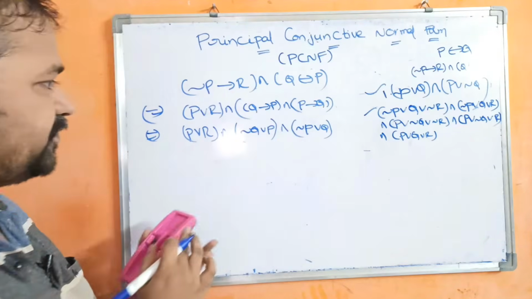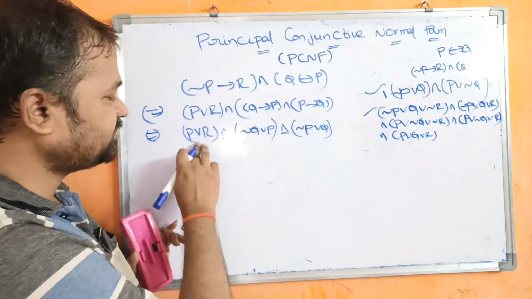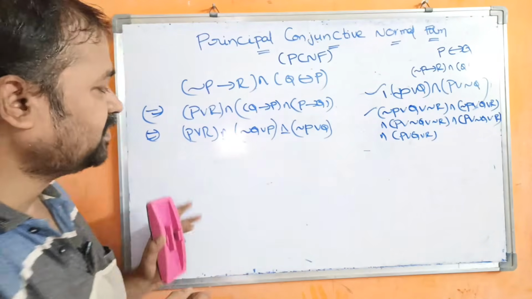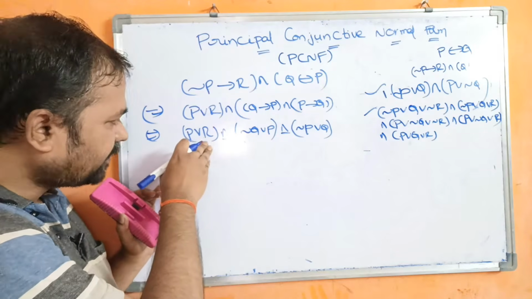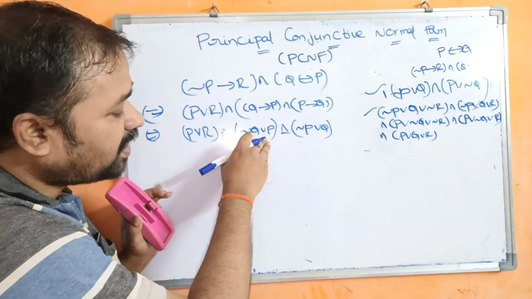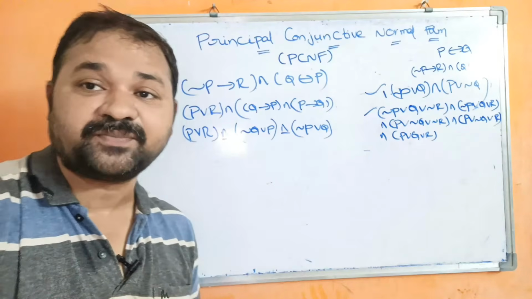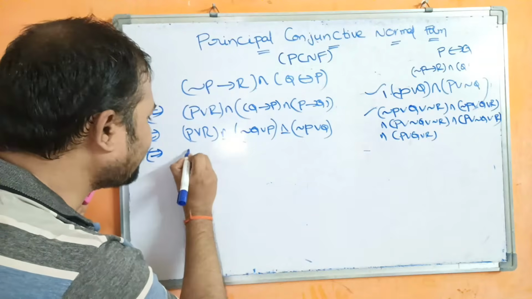If you observe here, we have an AND operation, and here we have an AND operation. So each of these is nothing but an elementary sum. But if you observe, in this term Q is missing, in this term R is missing, and in this term R is missing. So we have to add them. How can we add that? Let us see.